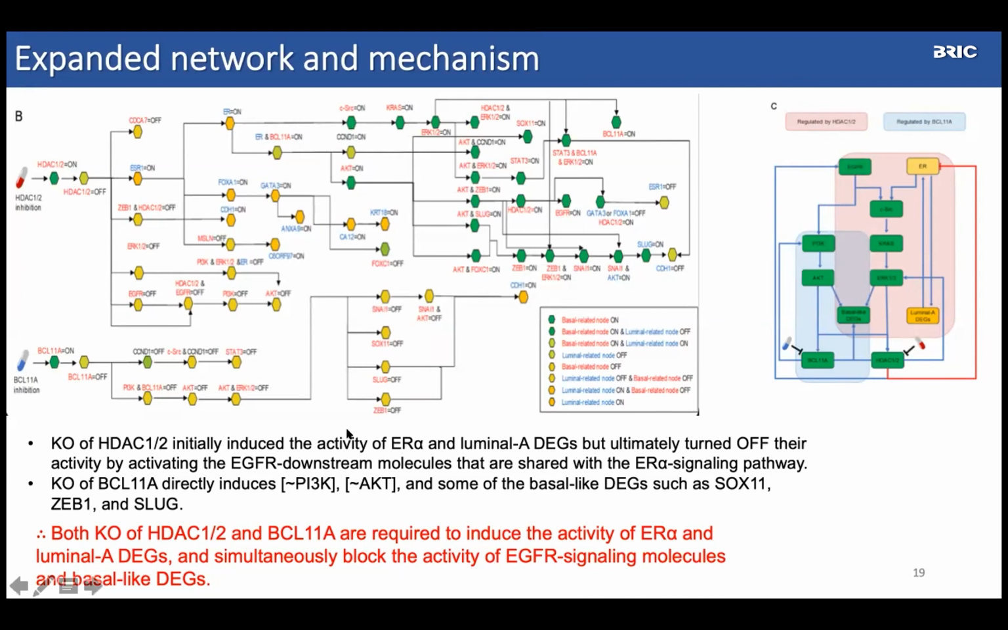So we also looked at this transition over here, what happens after inhibiting BCL11A. As you can see, after inhibiting BCL11A, EGFR and its basal-like related genes, including EMT markers such as ZEB1 and SNAIL here, are turned off. So we can see from this transition and mechanism that both BCL11A and HDAC1 and 2 should be inhibited to sufficiently induce basal to luminal transition in our network model.